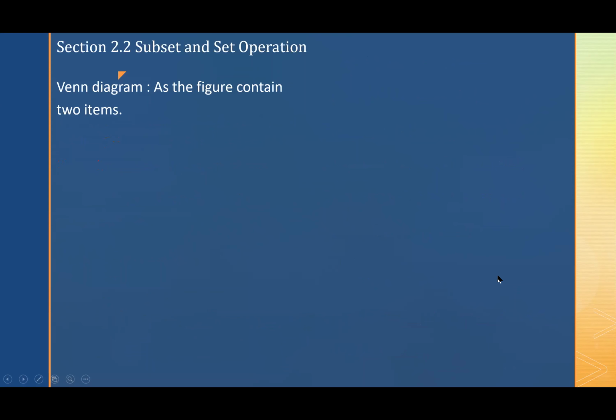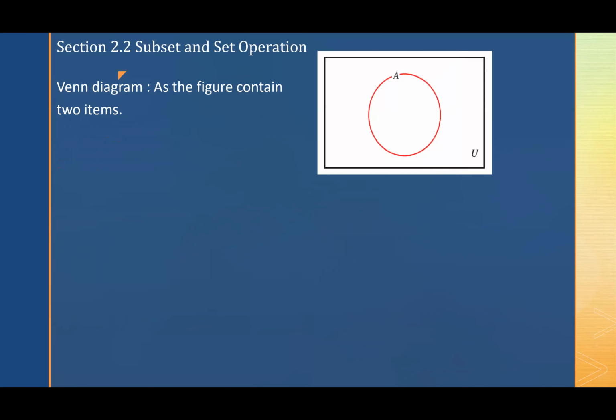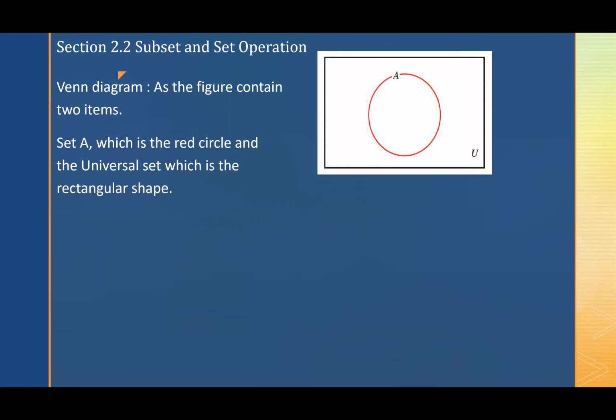The last thing we have in 2.2 is they want to introduce you to the Venn diagram. The Venn diagram, in short, is basically a visualized item related to a set. Okay, so again, the Venn diagram is just a way that you can visualize your set. In this case, in my Venn diagram, the rectangle will be my universal set. That's labeled U. And the red circle here is my set A. This will be labeled set A.